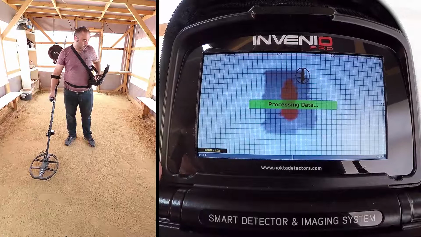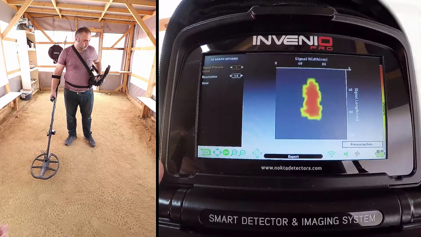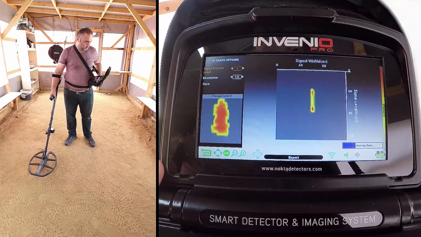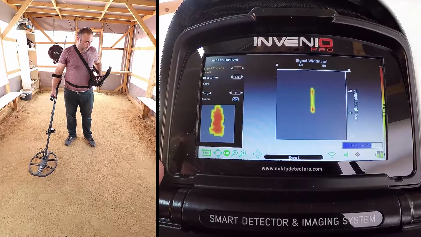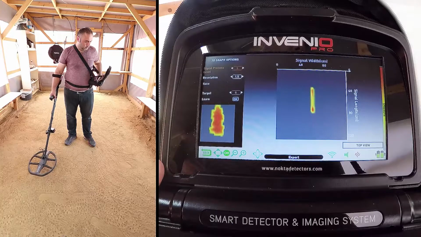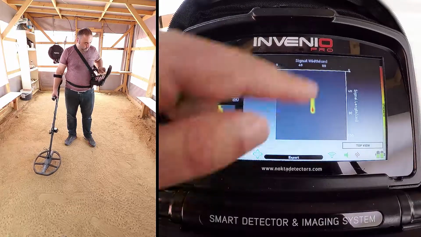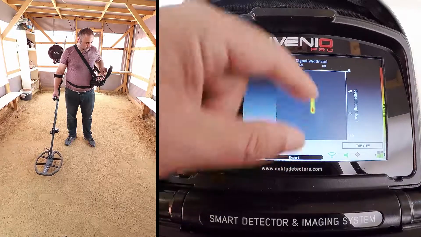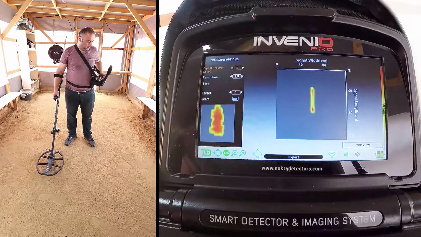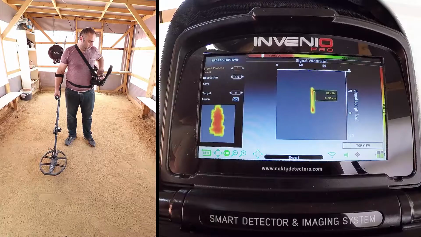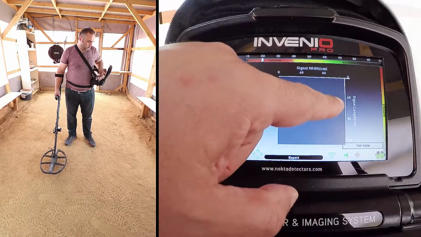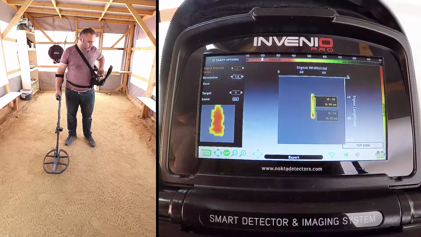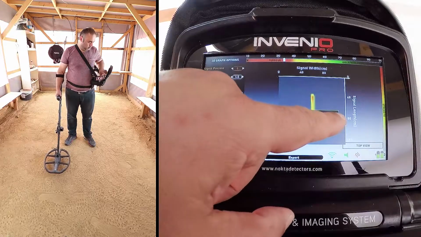Once the scanning is completed, we wait for signal processing. As you can see, the target shape is now on screen. The length of the target appears to be about 50 centimeters. The ID of the target is 20, ferrous metal, and the depth is 35 centimeters. Depth is calculated, including the height of the search coil above the ground.